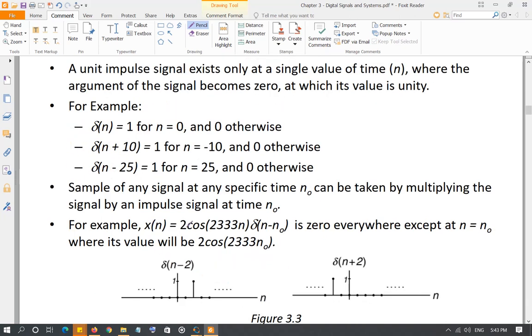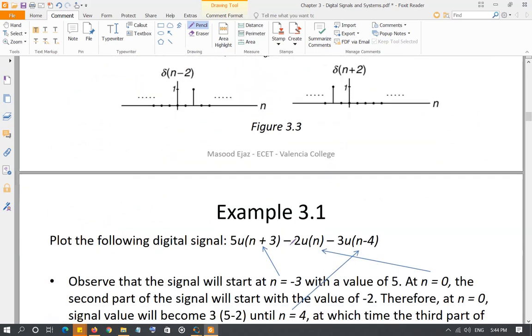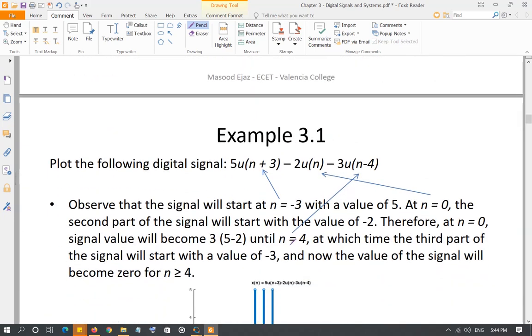So look at the example. x n is equal to 2 cosine of (2333 n) times delta n minus n naught. The value of this function is going to exist when the impulse value is 1, which will be at n naught. So the value of this function exists only at n naught, and the rest of the values will be 0, because you are multiplying the function by the impulse function, and the impulse function will be 0 at all values except at n equal to n naught.